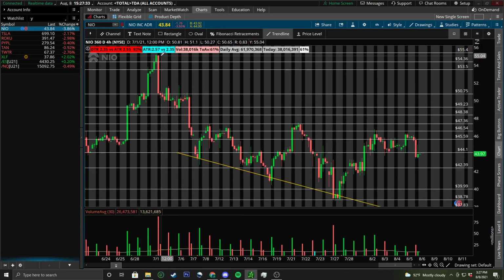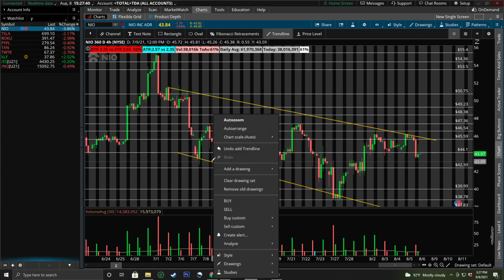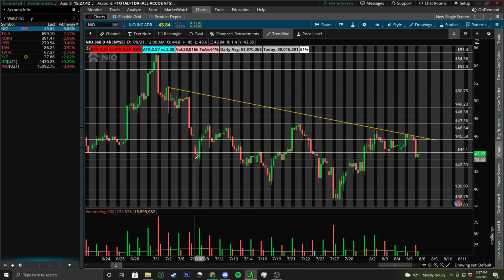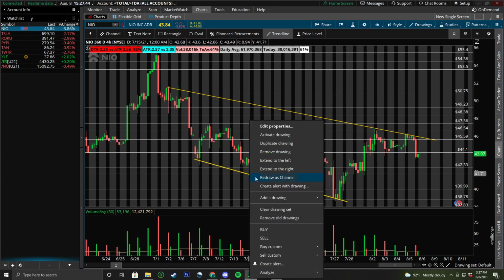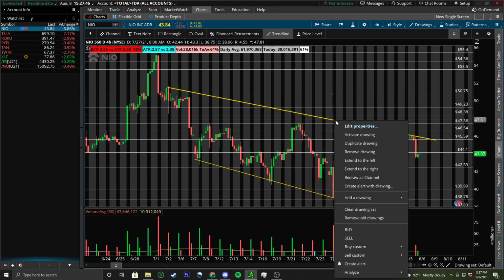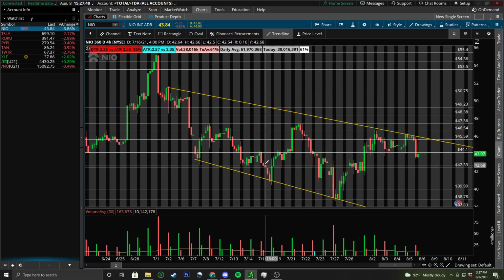So you can remove that. You can grab from here. I'll probably go from about right here. Let's remove this one. Let's fix it up a little bit. And then you can extend them to the right if you want, just to make sure they go all the way. So no matter how much time goes by, you can always see that.